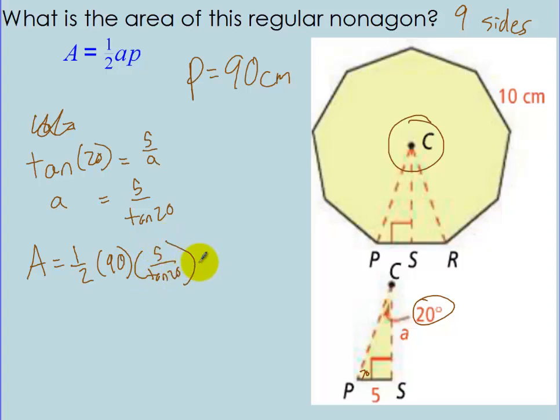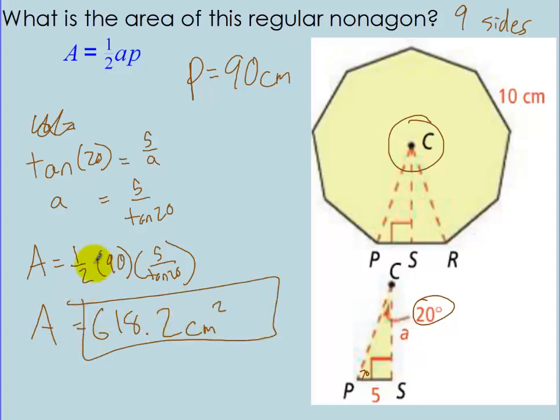So this is where you have to use your calculator again. I wish I could show you on the screen, but you're doing it on your calculator. So 1/2 times 90 is 45, so I can write that as 45. So 45 times 5 divided by tangent of 20, and that's going to come out to approximately, the area is going to equal 618.2, rounded to the nearest tenth, centimeters squared.